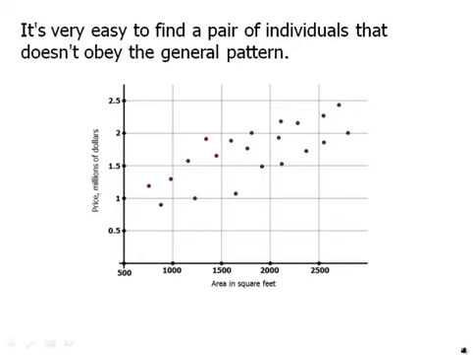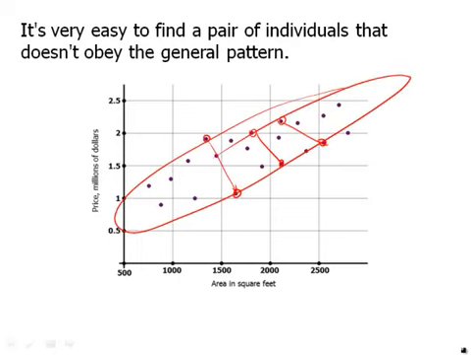So the general pattern is area increases, so price increases. But suppose I look at that house and that house. Well, as area increases, the price decreases. Or if I look at that house and that house. Or if I look at this house and this house. So it's very easy to find individual pairs that don't obey the pattern. That's not what a correlation is about. A correlation is not about nitpicking and looking for individual pairs and the relationship between these pairs. It's about a general pattern in the population as a whole. That's what a correlation is.